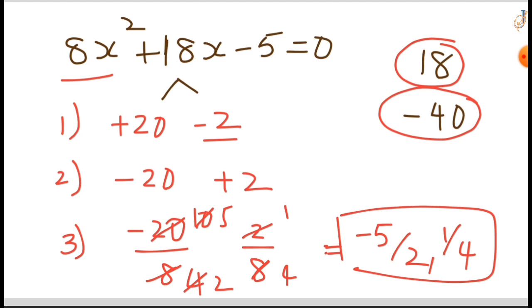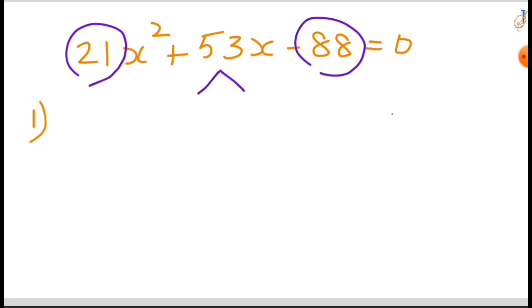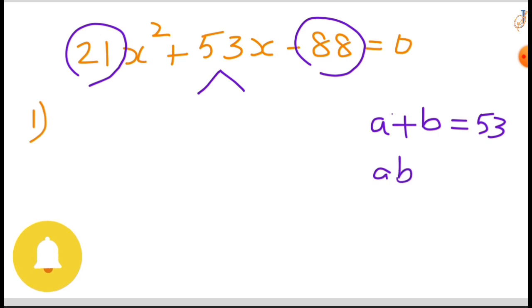It does not apply for non-rational roots. Let's try one more. If we have a quadratic equation like 21x² + 53x - 88 = 0. According to our trick, what is our first step? Split this number. Here, if you consider a and b as the roots, the sum of the roots is 53 and the product of the roots is 21 times -88.